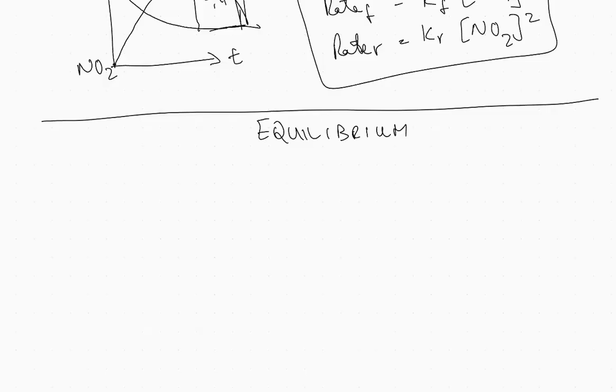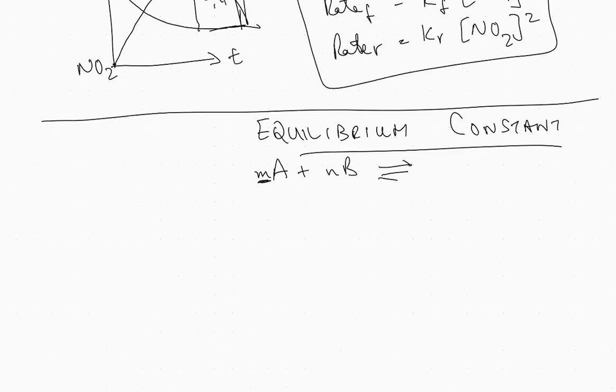For an example, we take the reaction mA, m being the stoichiometric value there, plus nB, giving, now it is in equilibrium, xC plus yD. You may remember when you were doing general chemistry, maybe semester 1 or introductory chemistry, you had something called the reaction quotient, which we call Q.